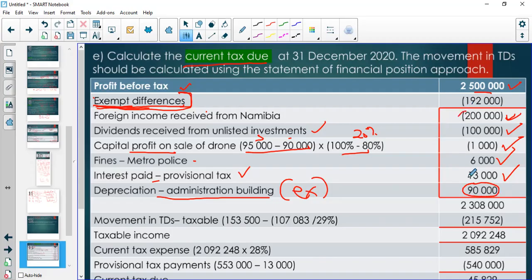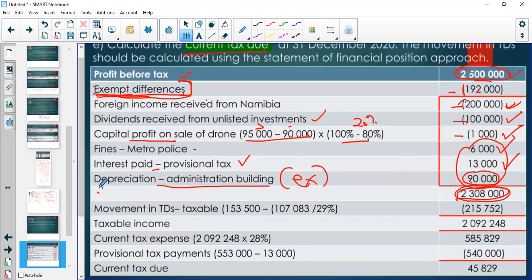So the net effect of all these adjustments is that we have to deduct from our profit before tax by 192. If you say 200 plus 100 plus this, then the net effect is negative 192,000. So 2.5 minus 192, we get this amount here, 2308. This amount is called taxable income before movement in temporary differences, or you can say that's taxable income after exempt differences, or you can leave it as it is.